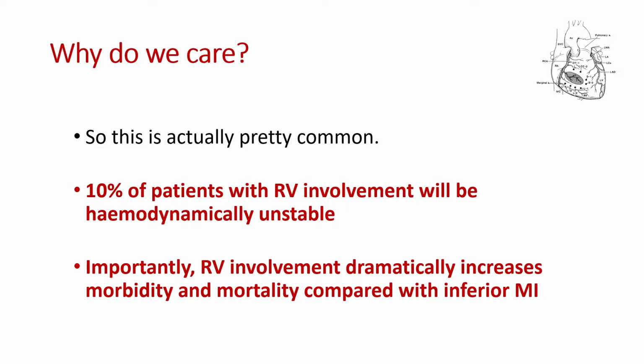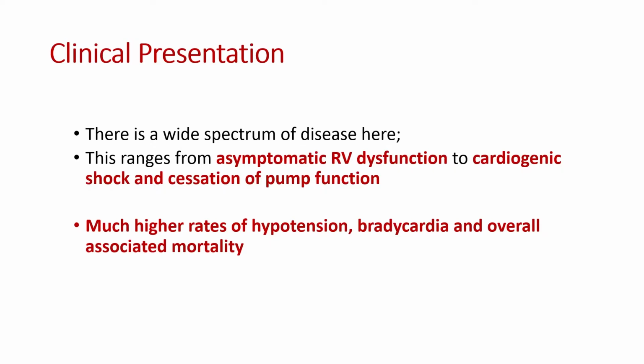So we need to think about how we're going to identify and manage these patients because this is particularly important. So are they going to present very differently? Well, actually, there is a wide spectrum of disease, but some of these patients will present with the typical inferior MI. They'll have some extension into their RV, but it won't be particularly symptomatic. It won't cause them massive cardiovascular collapse. We can go all the way from that to cardiogenic shock and heart failure. These patients have much higher rates of extreme hypotension, bradycardia, and like I say, their mortality is much higher as well. So why would that be the case?